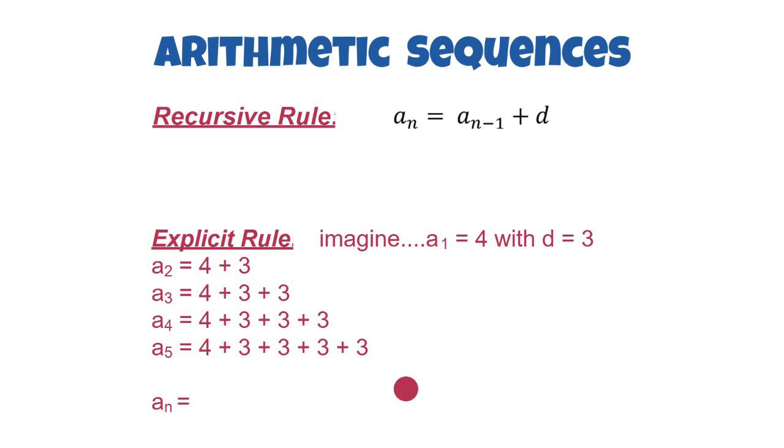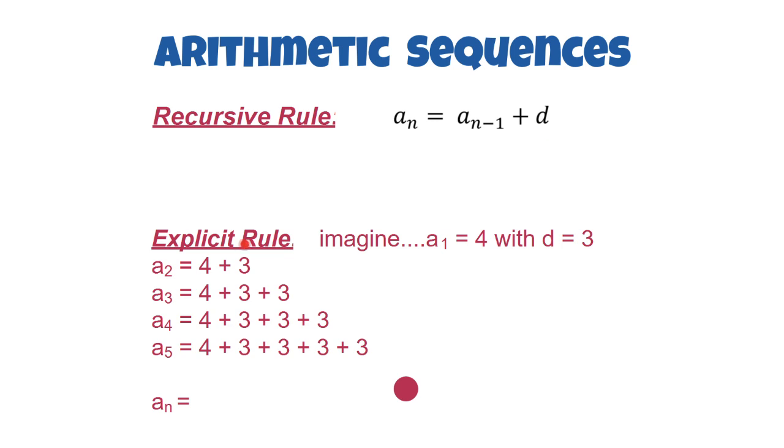So here's what our rules would look like as we write them. If you're going to do a recursive rule, to find a particular term, you just look at the term before it and add your common difference. That's what a recursive rule would look like. Now, for this to work, I would have to know where to start. They would give me the first term, and I'd have to know what my common difference is.